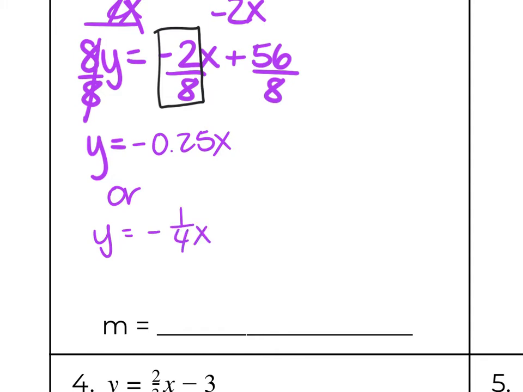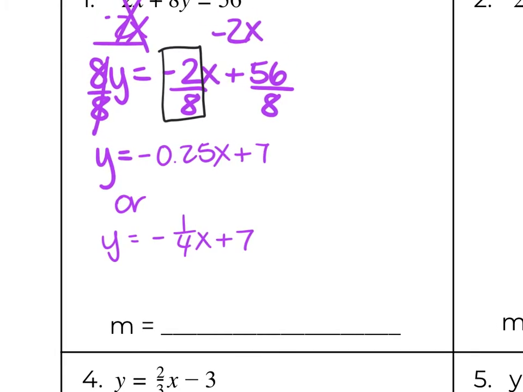And then what's 56 divided by 8? 7. So I will put plus 7. Do we see why that first number is negative and the second is positive? Because how many negative signs were on that first, the -2 and 8? 1. So nothing to cancel it out.